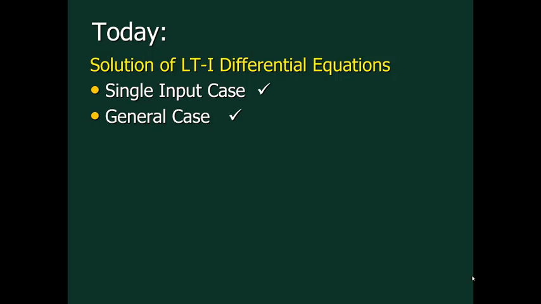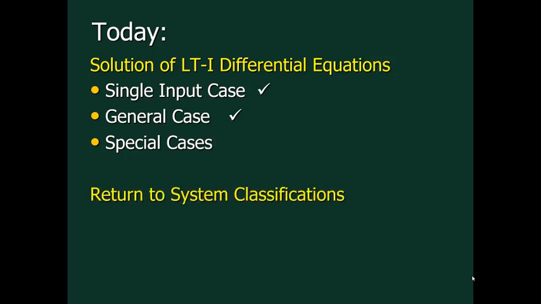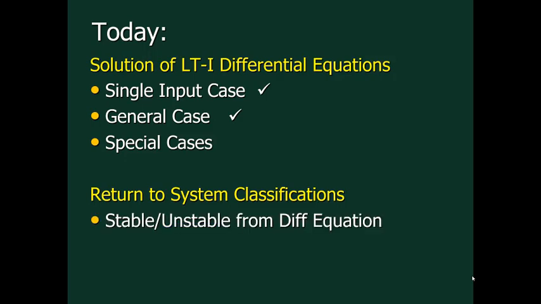Those methods provide a complete solution for us, but there are a few special cases that we need to handle, and that's what we'll be talking about today. Then, after we go through those special cases and provide examples of each one, we'll return to the topic of system classifications. We'll return to the ideas of system stability and complete our methods for determining whether a system is stable or unstable simply by looking at the differential equation.